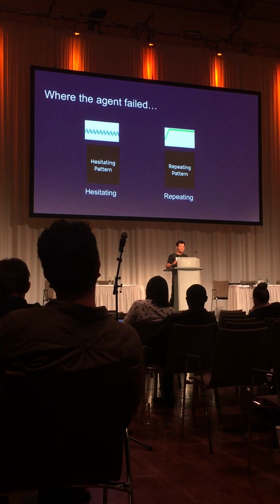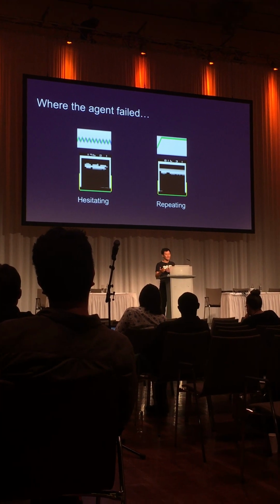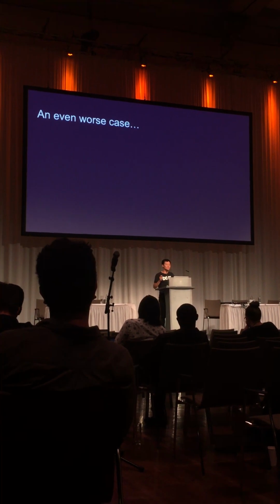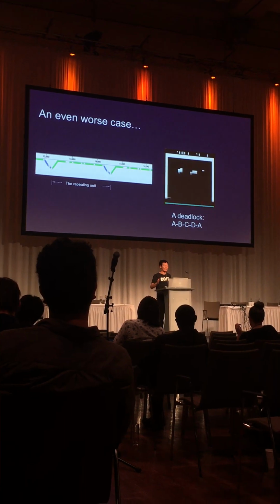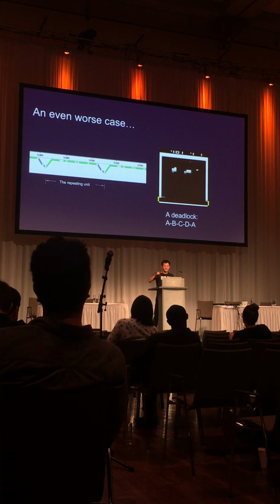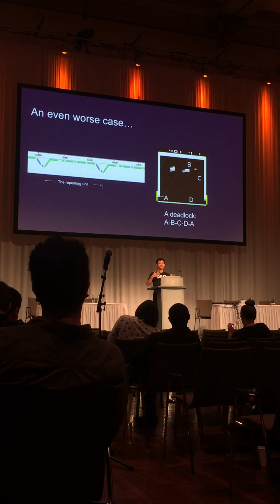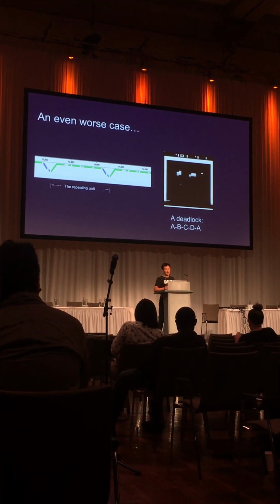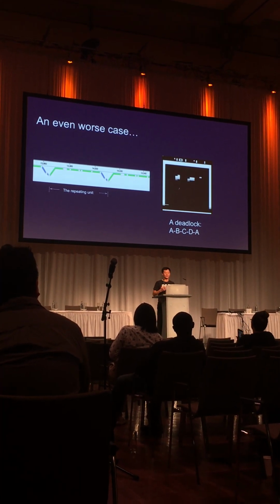As we said before, where the agent failed, we have the hesitating, repeating pattern, right? And an even worse case is when the repeating unit is very long, and it's hard to detect. At this time it becomes a deadlock. Because the agent repeats this, every time they get the same image, they make the same prediction. They just do exactly the same loop, and then this crashes the game. This is deadlock. So we want to jump out of this.